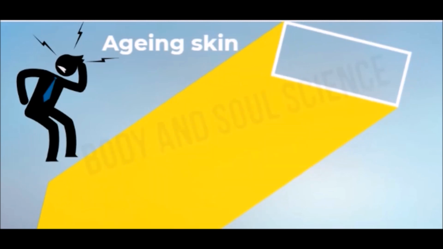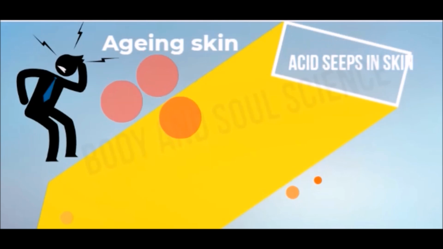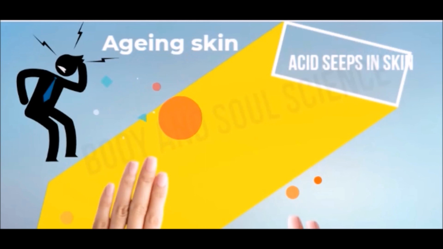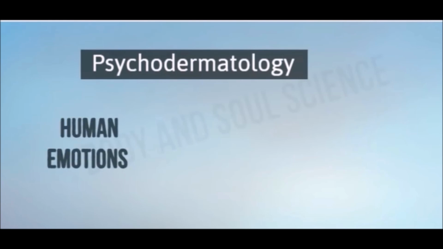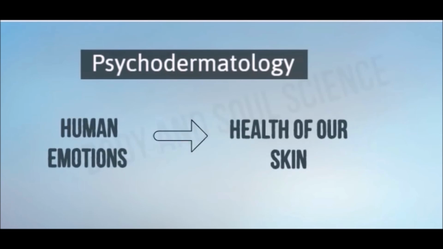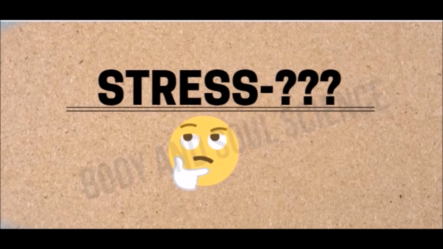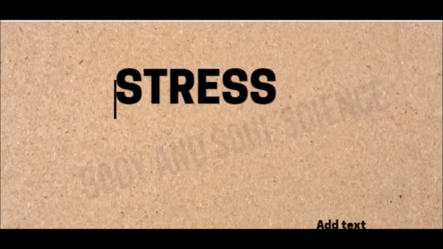This chronic stress also contributes to aging skin. How? When we get stressed out, the body produces acid to shut down digestion. The same acid seeps into your skin, which accelerates aging and breaks down skin elasticity. There's an entirely new cutting-edge field called psychodermatology that focuses solely on the connection between human emotions and the health of our skin. So what exactly is stress?